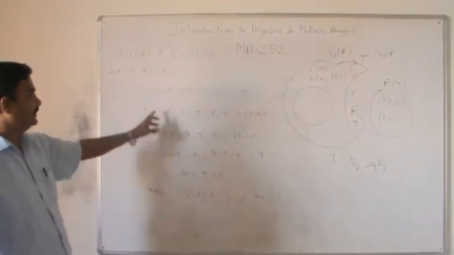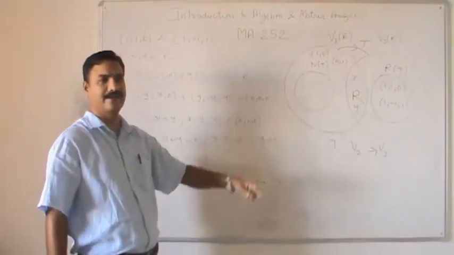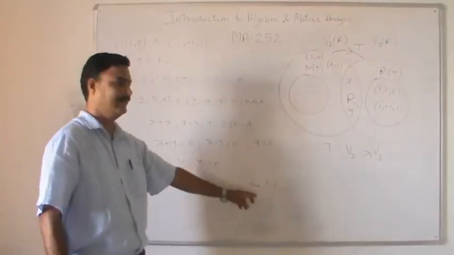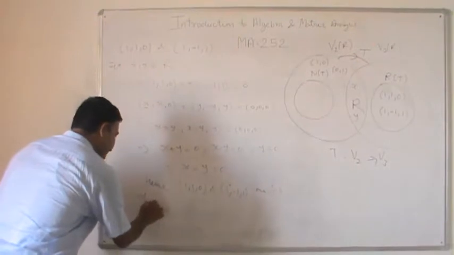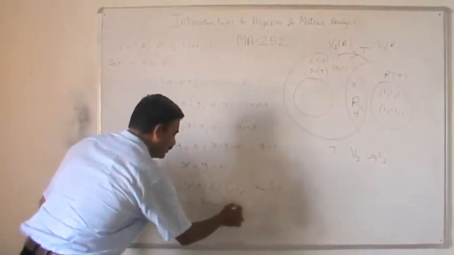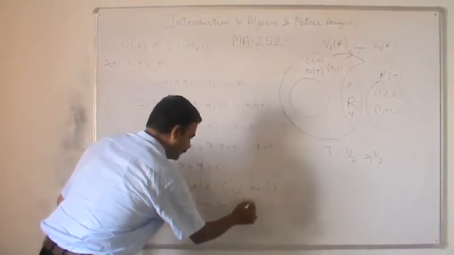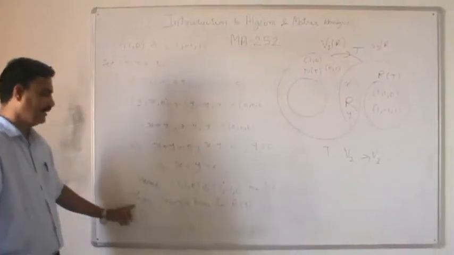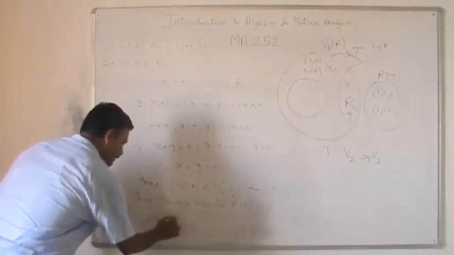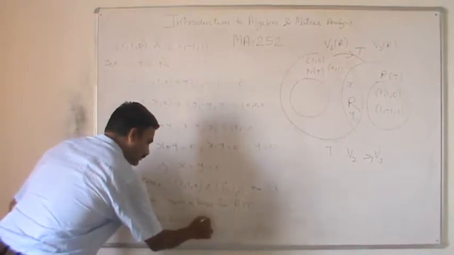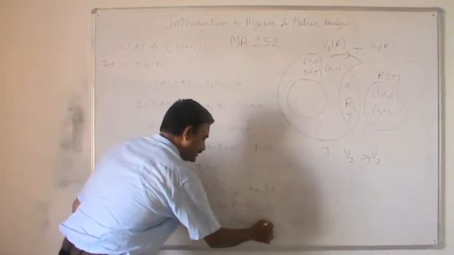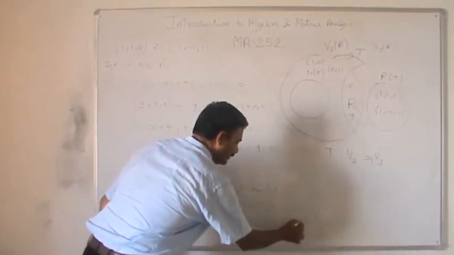And as these two vectors generate our range space Rt, as well as they are linearly independent, they form a basis for Rt, for our range space. And the dimension of Rt is equal to the number of elements in the basis of Rt.